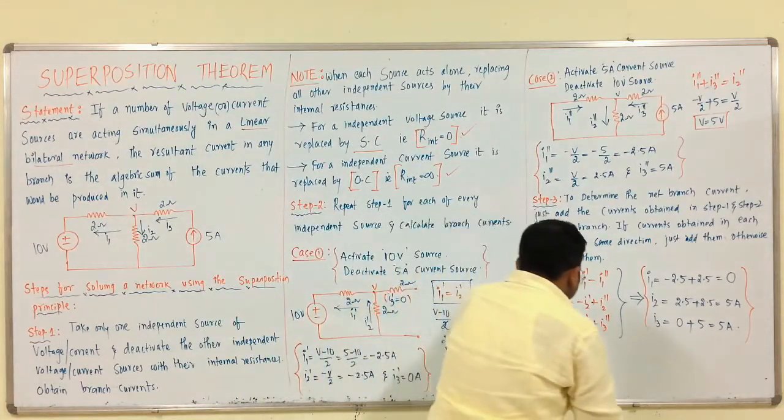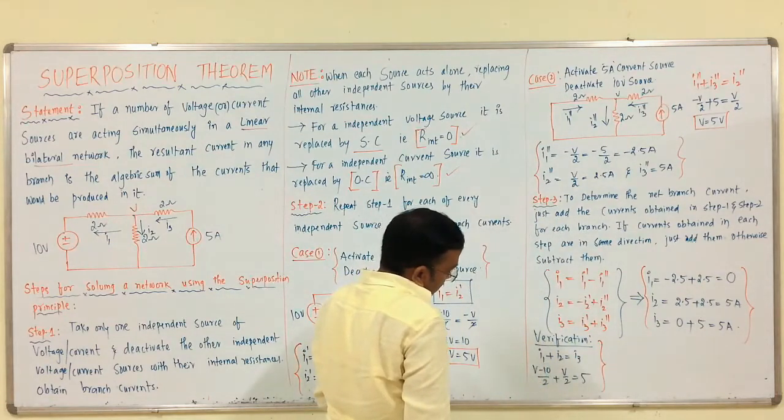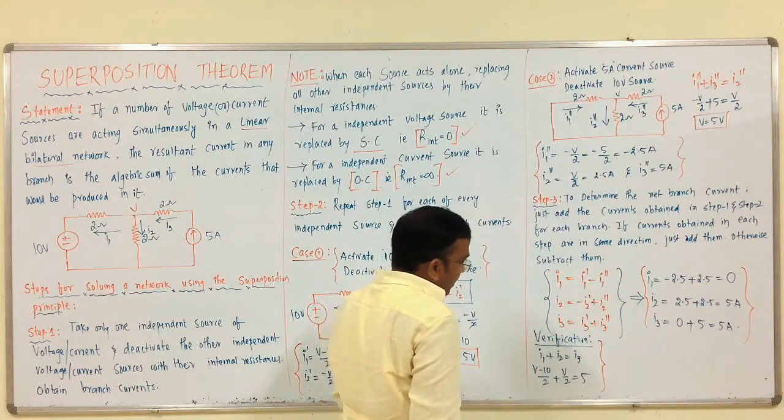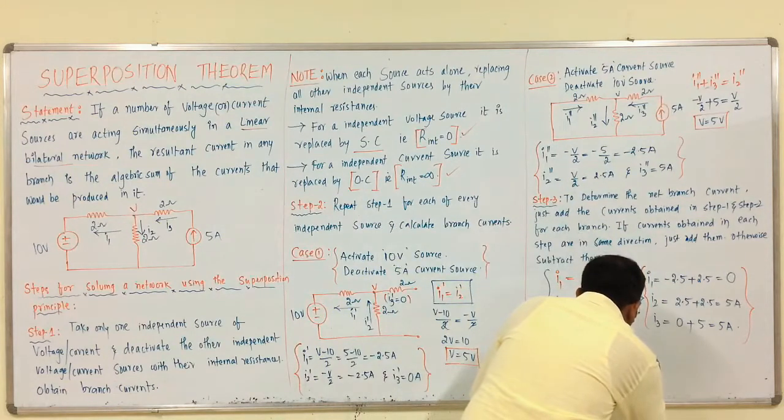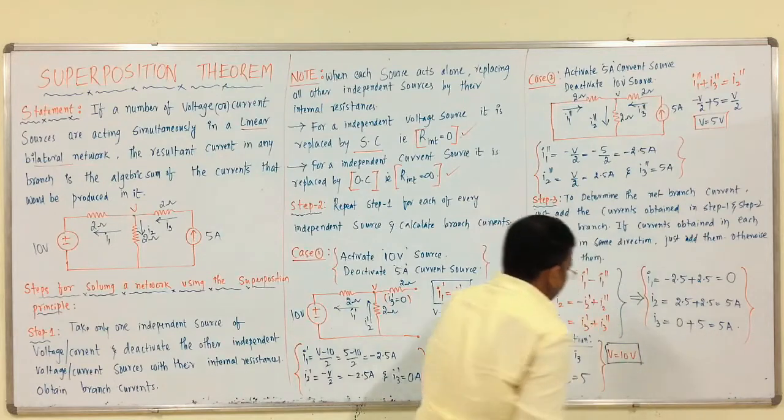So, from this, what is the value of V? 2V minus 10 is equal to 10, 2V equals 20, V is equal to 10 volts. We got V equals 10 volts.